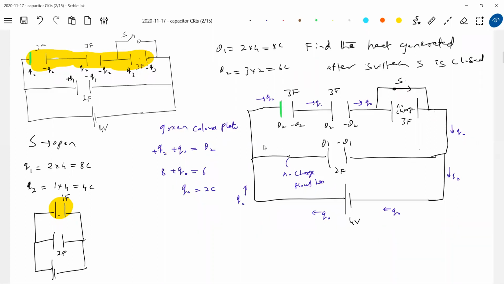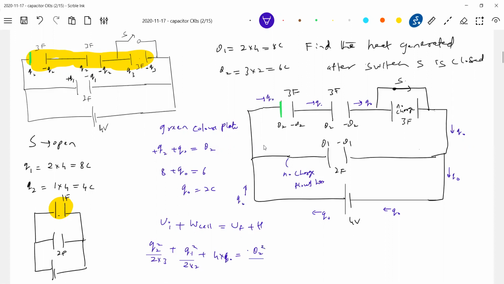Okay, what is the work done by the cell? Positive. So initial energy, again the same formula, plus work done by cell equals UF plus UH. Initial energy in the circuit will be Q1 square by 2 into 3, plus Q2 square by 2 into 2, plus work done by cell, 4 into Q naught. Final energy in the circuit: Q2 square.